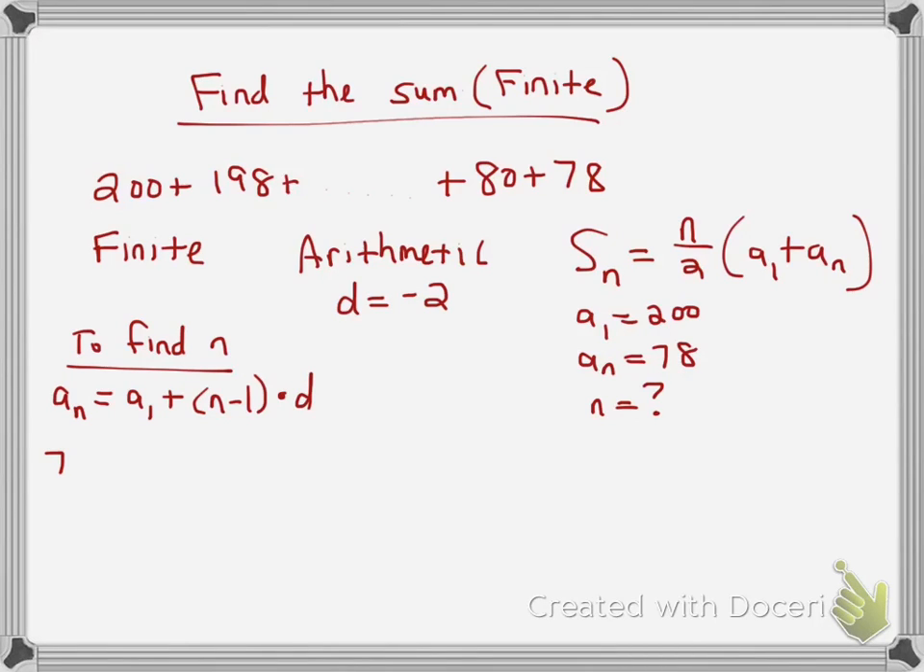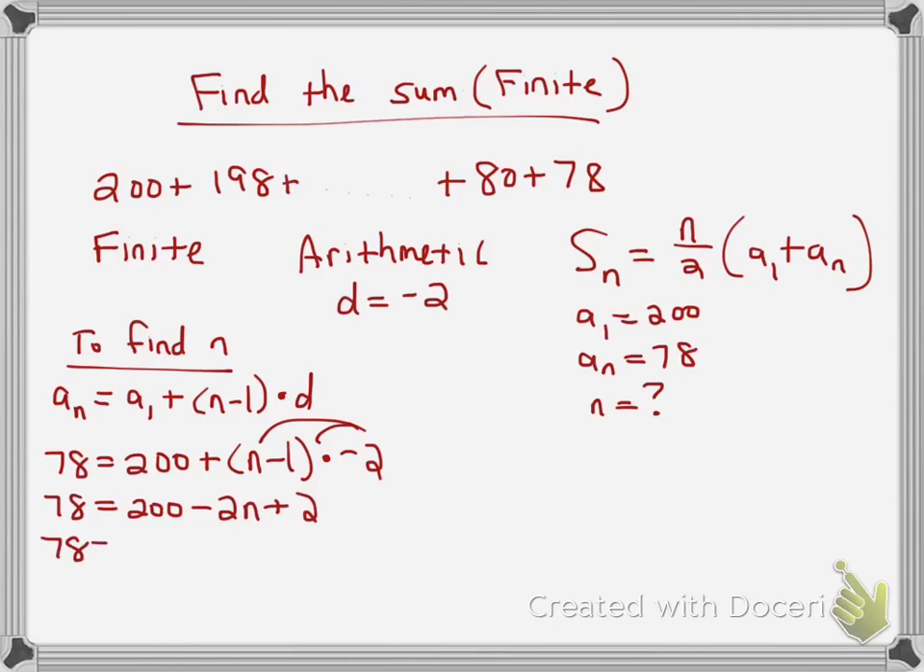All right, well, an we know, it's 78. a1 we know, it's 200. I don't know n, so I'm going to leave it as n minus 1. I do know my common difference, it's -2. So now all we have to do is solve for our one missing value, which is n. Distribute the -2 through. You're going to end up solving this equation.